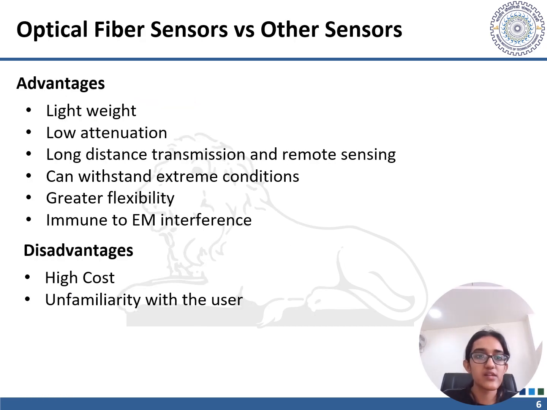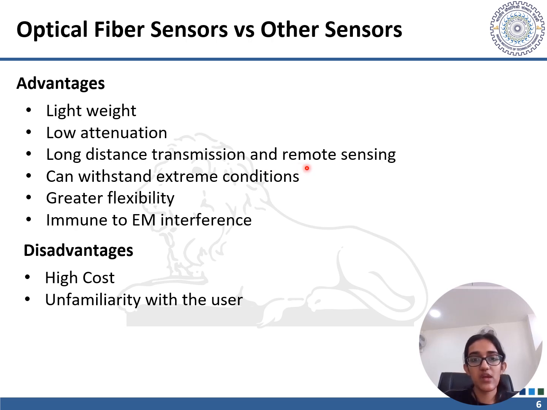So, what are the advantages of optical fiber sensors and why are they preferred over other sensors? There are many advantages. One is that it's lightweight. Second is low attenuation, that is because of total internal reflection. Third, and a very important advantage, is that we can transmit light over a long distance using optical fibers.